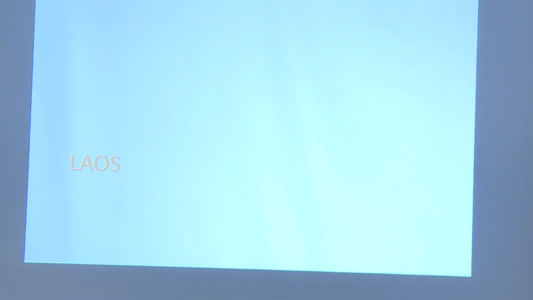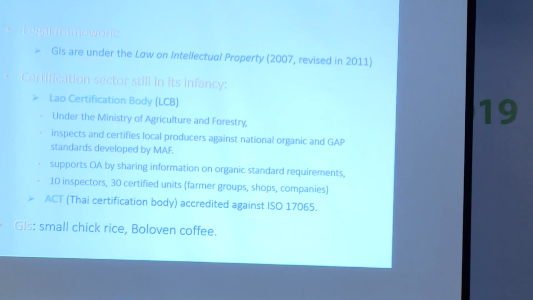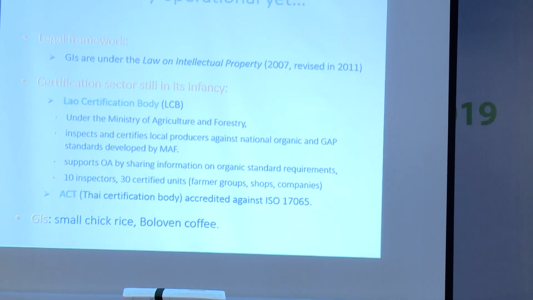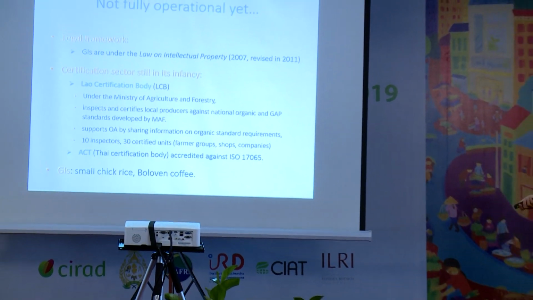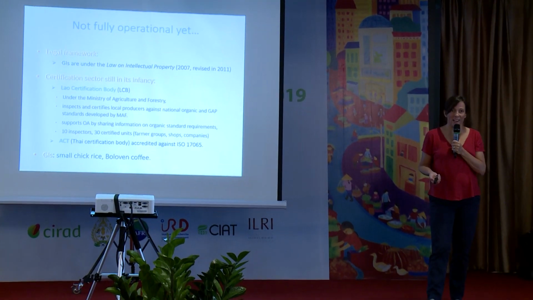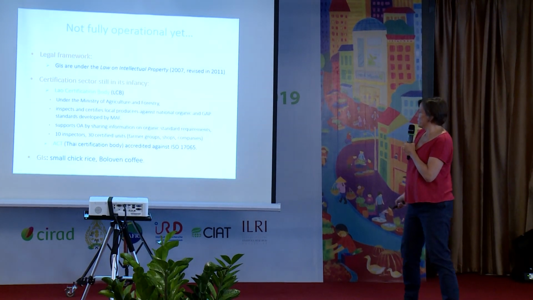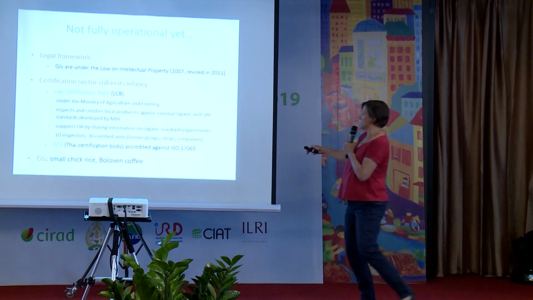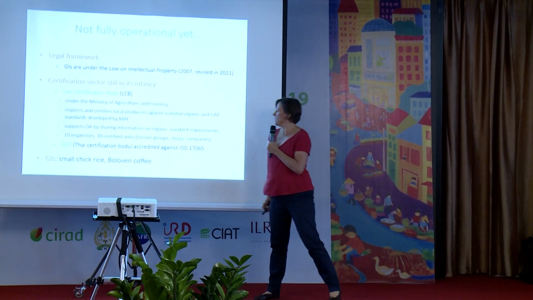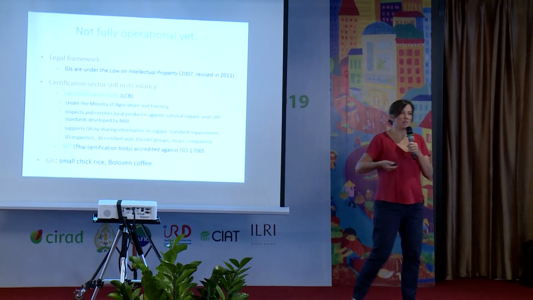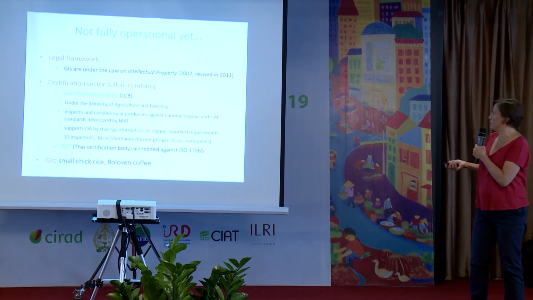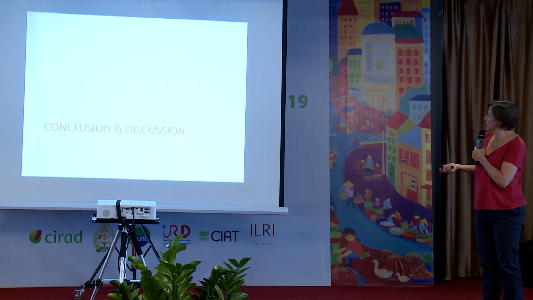Okay, in the case of Laos, everything is very recent. The legal framework is very recent. There's a Laos certification body that works for organic agriculture but is not accredited internationally. And for international certifications, there's ACT. So everything is getting progressively into place for the Lao case.